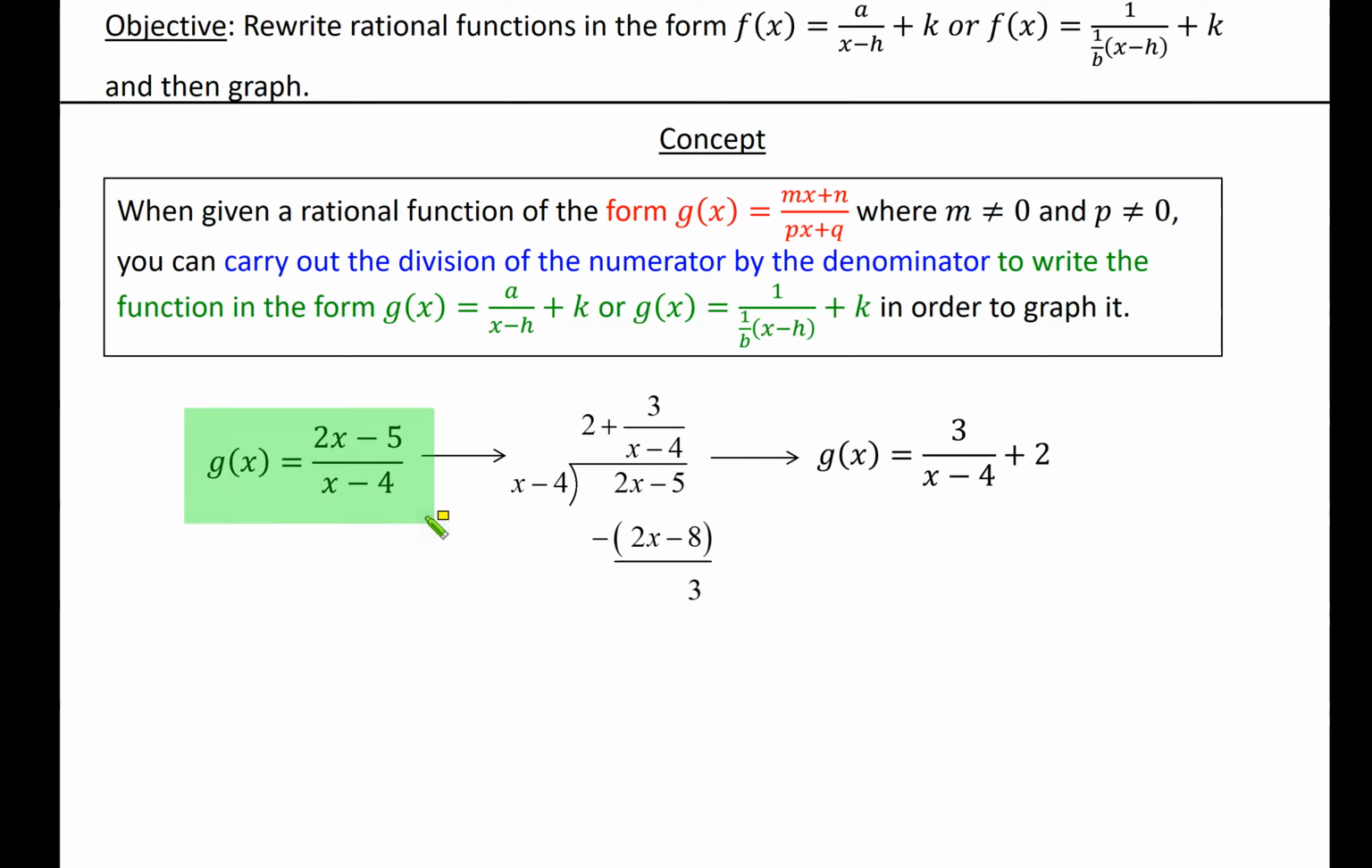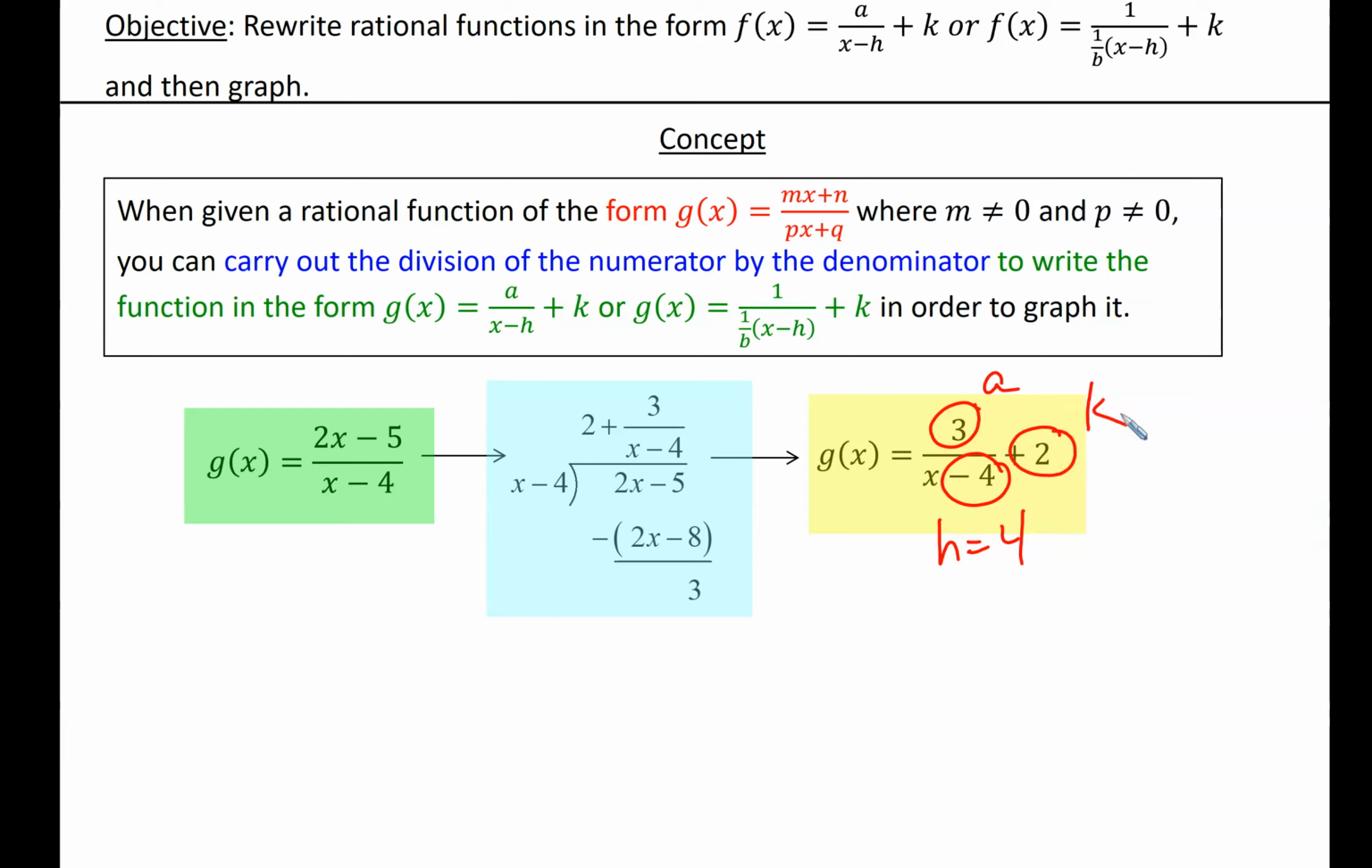Here we can't clearly identify the k value, but if we change its form using our skill of division, because remember, a ratio just really means division. So in mathematical terms, this literally means 2x minus 5 divided by x minus 4. Then we can change its structure into a situation where we can identify the parameters, where like here, our a value is that 3. Our h value would be the opposite there of positive 4, and this plus 2 would be our k value.